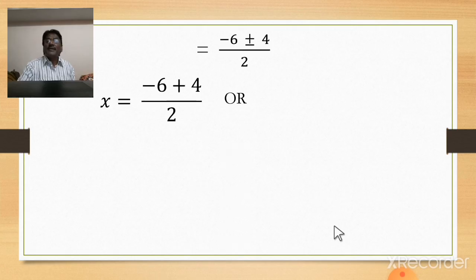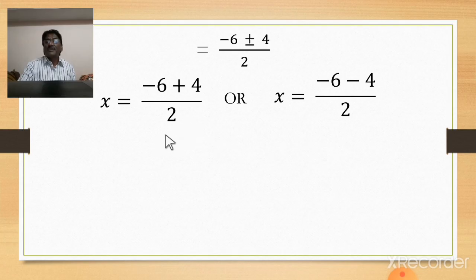In this way we get (-6 ± 4) upon 2. Now here we prepare two types of root. First is x equal to (-6 + 4) upon 2, and second is x equal to (-6 - 4) upon 2.